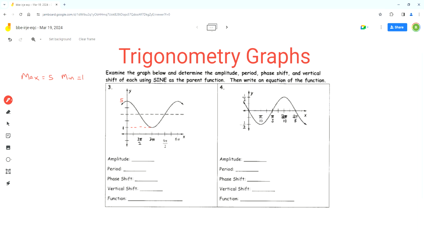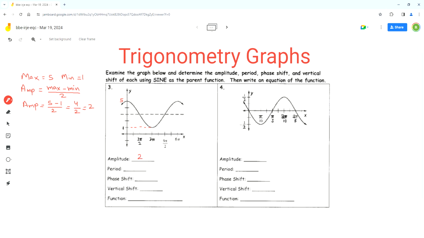Now we can use these values to find the amplitude for this function. The formula for amplitude is maximum value minus minimum value divided by 2. So now we can sub in the values. We get 5 minus 1 divided by 2, which is equal to 4 over 2, which is just 2. So that's the value of amplitude for the first graph.